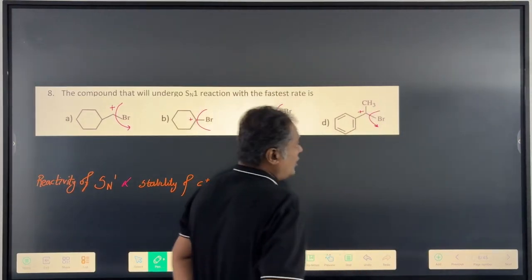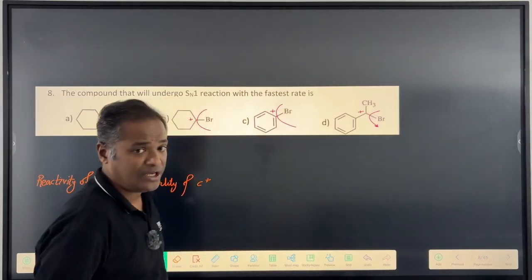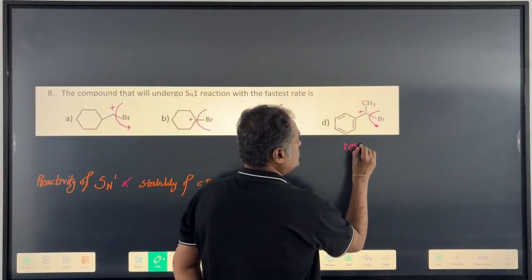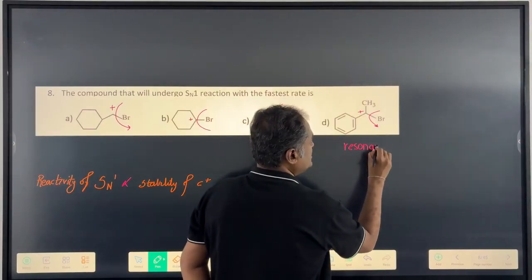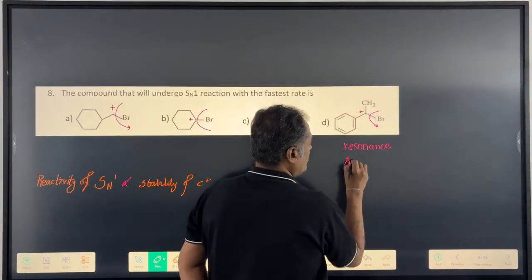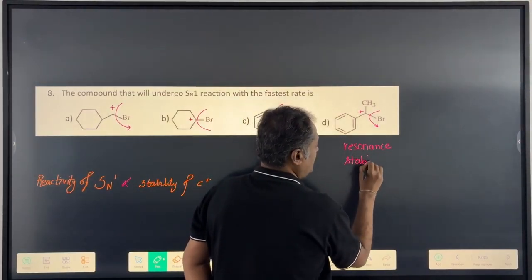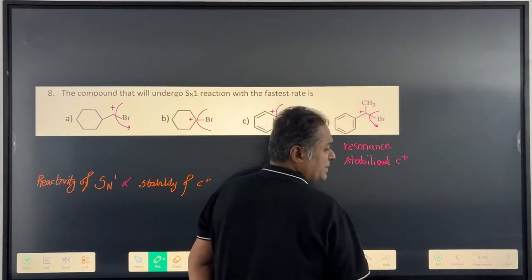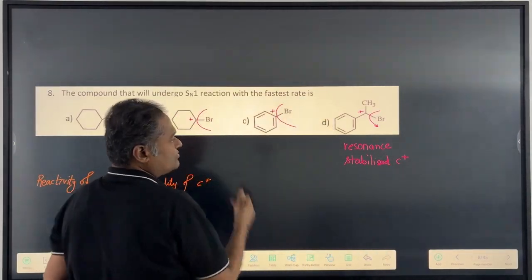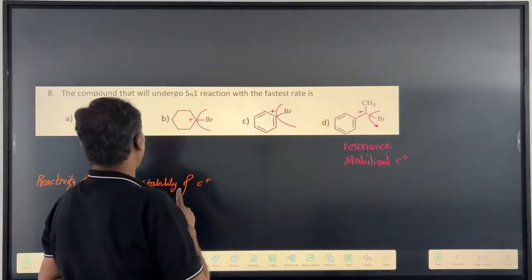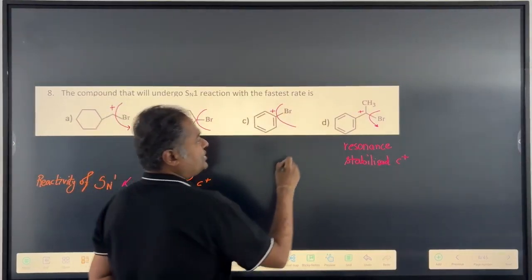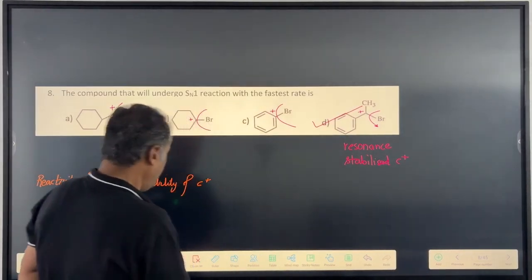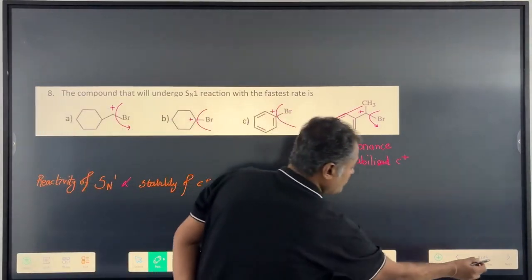Now, out of all these carbocations, child, in option D, it is a resonance stabilized carbocation. If it is resonance stabilized, it will be more stable as compared to the others. So, the correct answer for this particular question is D. Is the term clear? Chalo. Let's proceed with the next question, child, what we have got on the screen.